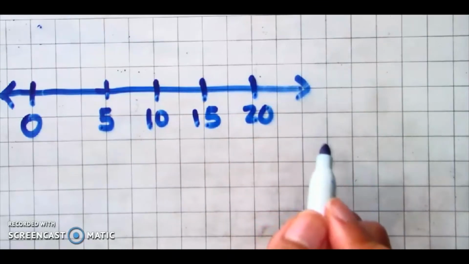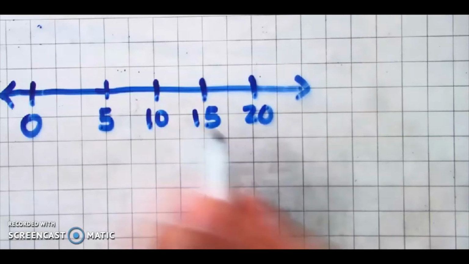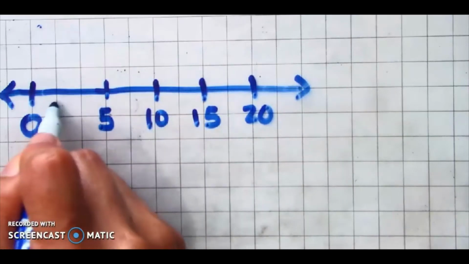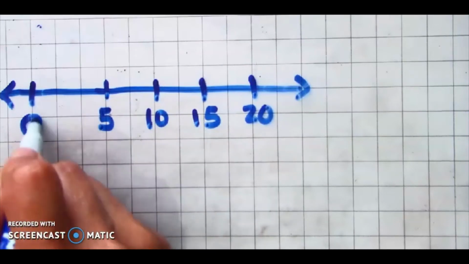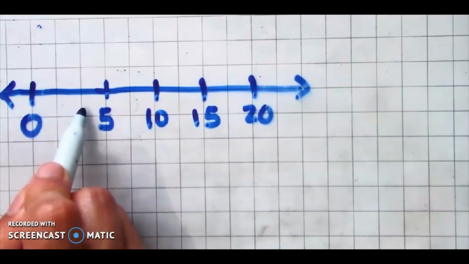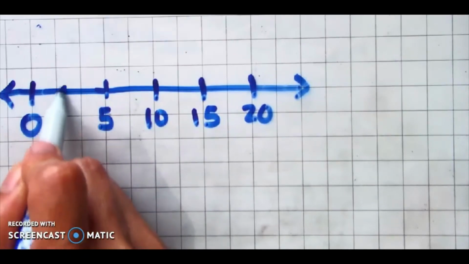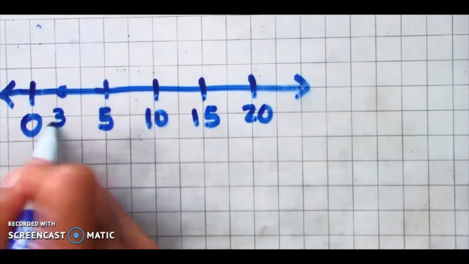And I can say, can you find the number 3? Even though you don't see a mark here for it, it has to be between 0 and 5. 0, 1, 2, 3, 4, 5. So I'm just going to estimate it's going to be about there. So that would be the number 3.